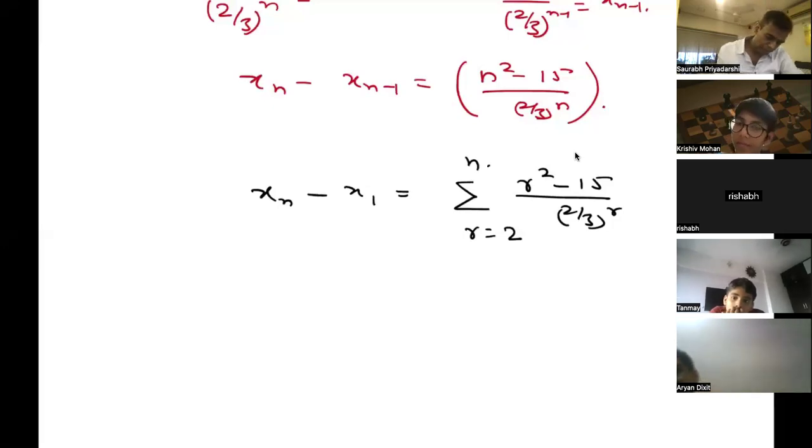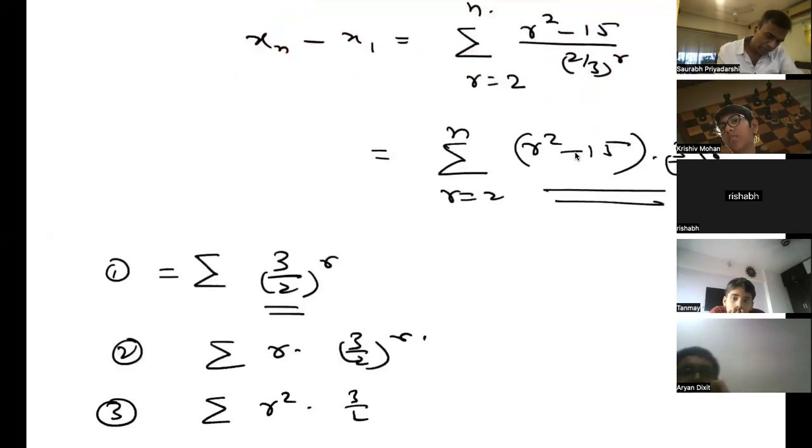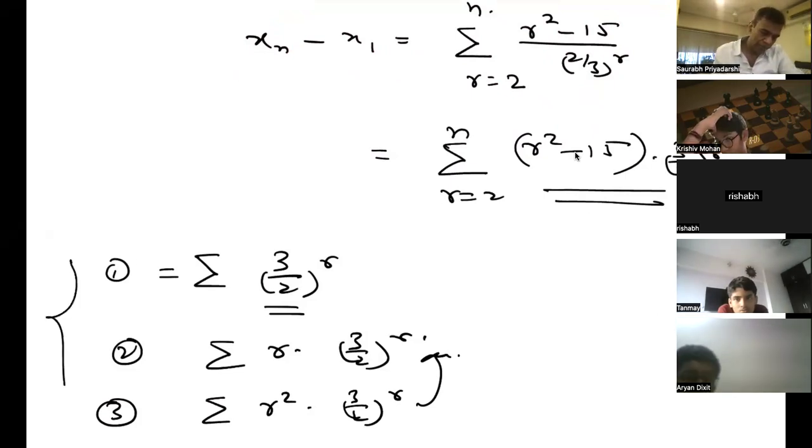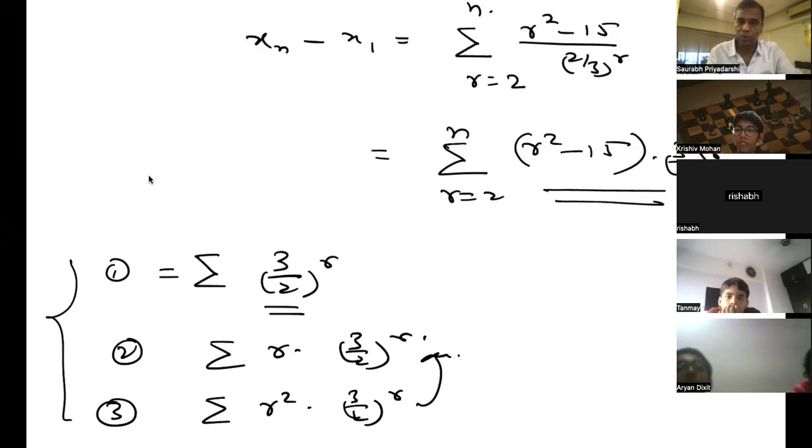Right? Yes, sir. The third is when I'm saying r square into 3 by 2 to the power r. 2 times I have to apply this formula, or we can use differentiation also. So you know how to find this now. Everyone, write down yes in chat, please, so I'll be sure that you know. If you don't know, we have to go for this. And feel free to ask.